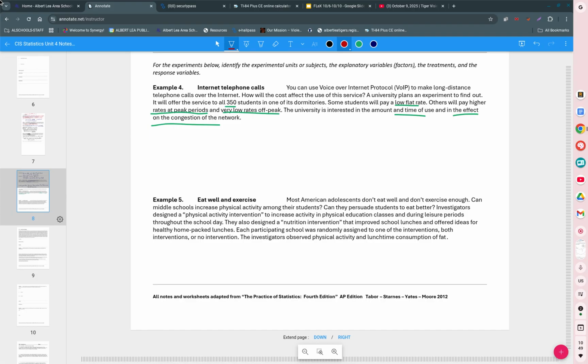Here's what I want you to do. I want you to see if you can identify who are the subjects in this situation. Write down who are the subjects, who are the people that are involved in the study.